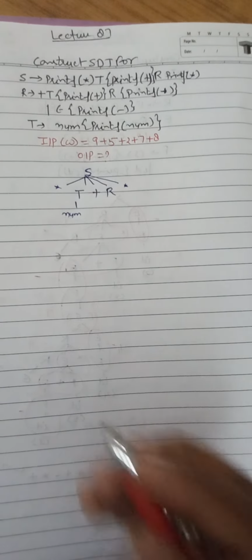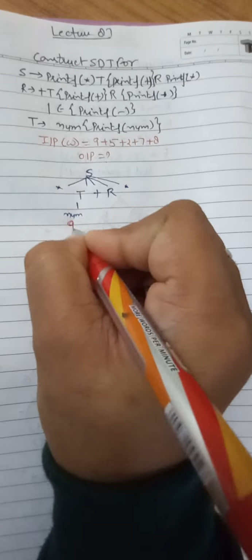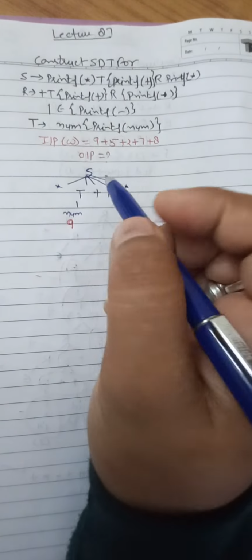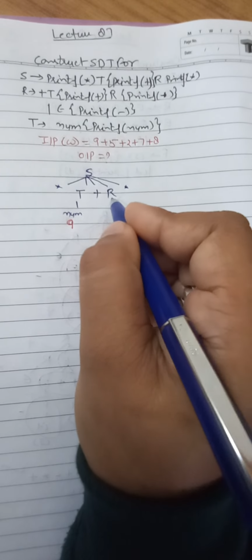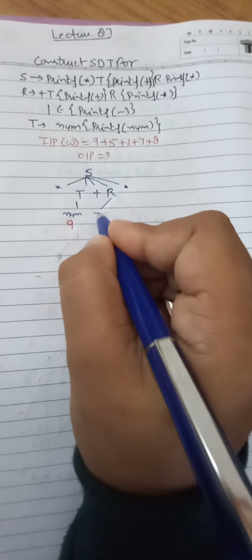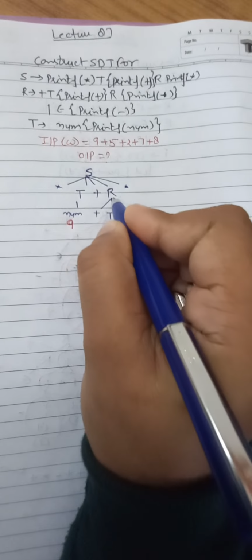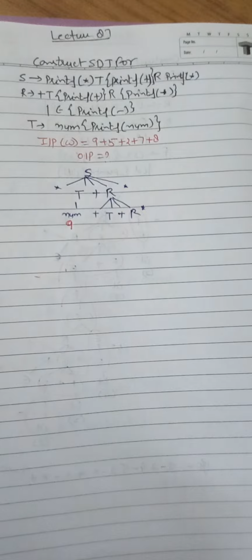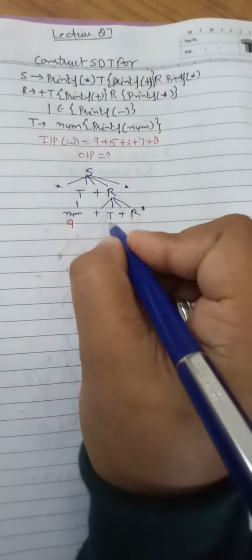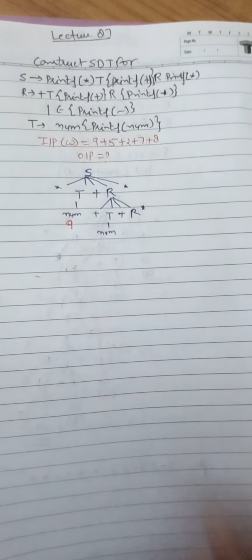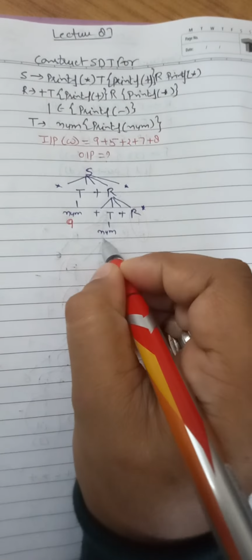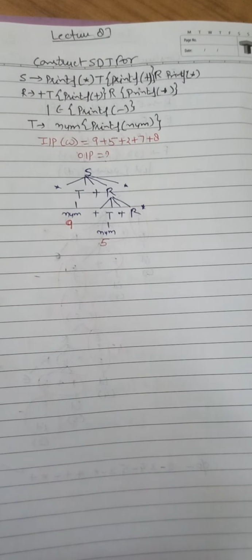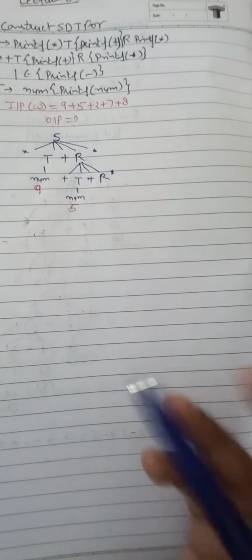The first one is 9 and plus is there. So what next is required? Again num and plus is required, so we will take the same. From here we will take plus T plus R and multiplication. So with that what we will get? We will get num and it will be 5. So 9 plus 5.